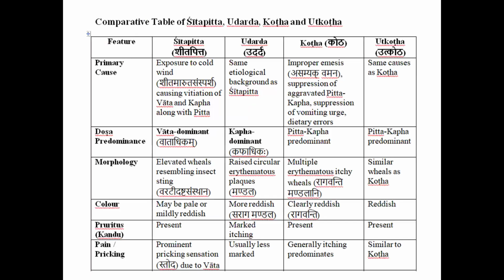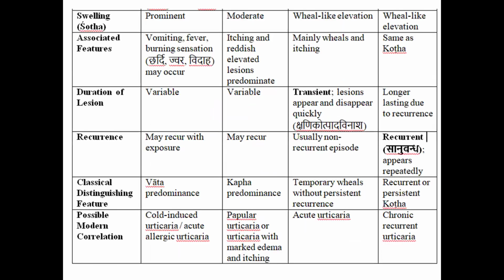See the comparative table of Shitapitta, Udarda, Kodha and Utkodha. Primary cause, dosha predominance, morphology, color, pruritus, and pain should be compared in all these conditions. And swelling, associated features, duration of lesion, recurrence, classical distinguishing features, and possible modern correlation should all be compared with each other.